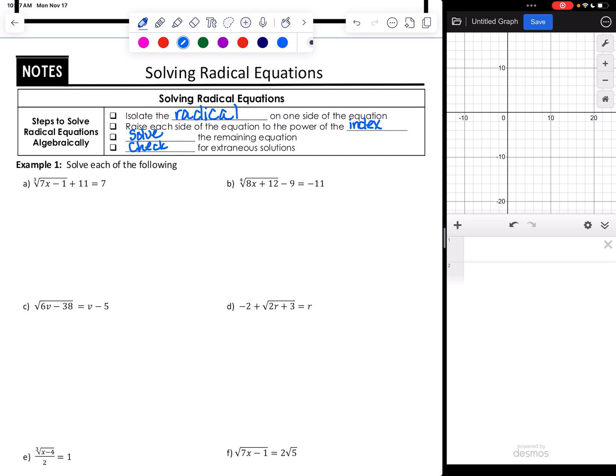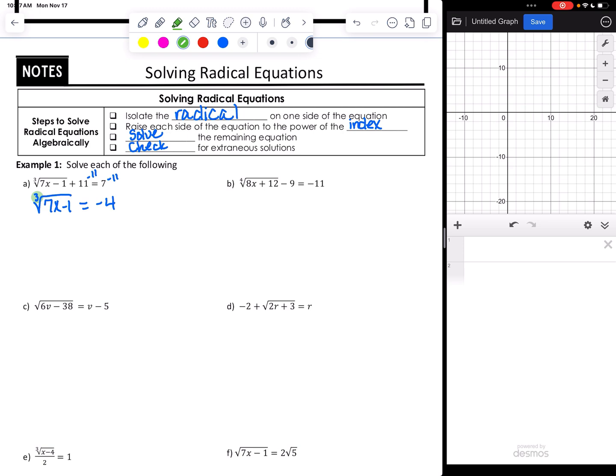So in problem A, it's asking us to solve the cube root of 7x minus 1 plus 11 equals 7. So if step one is to isolate the radical, that means we want to subtract 11 from each side. So if we do that, we would get cube root of 7x minus 1 is equal to negative 4. Now, it's important to note in this problem that our index is 3.